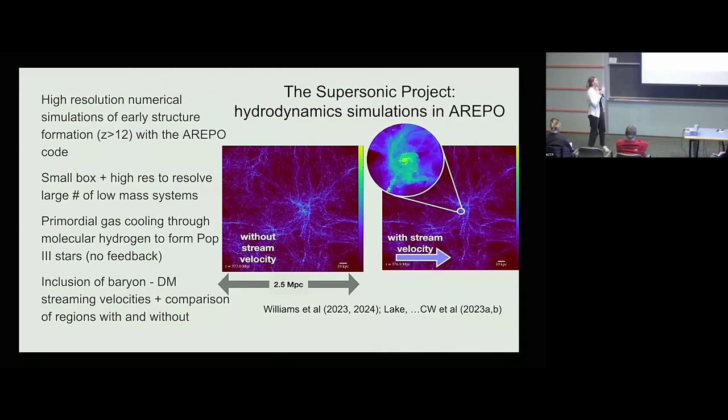We're particularly focused on this baryon dark matter streaming velocity that we had a nice introduction to earlier today. So we have boxes with and without the stream velocity between baryons and dark matter at early times, and then we can compare how these structures form in both cases.